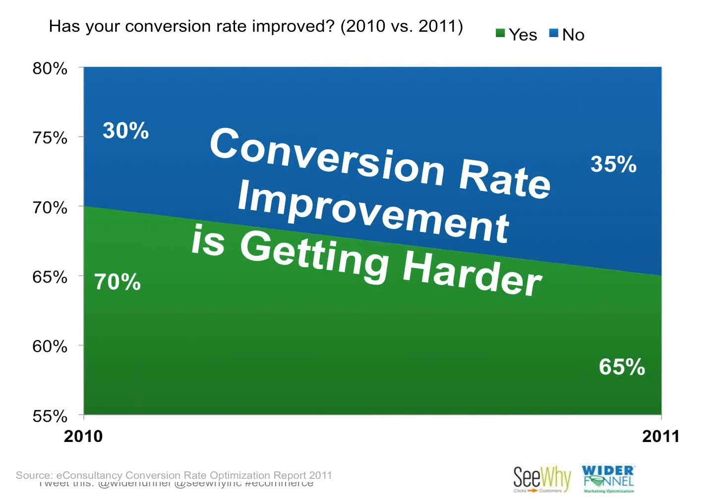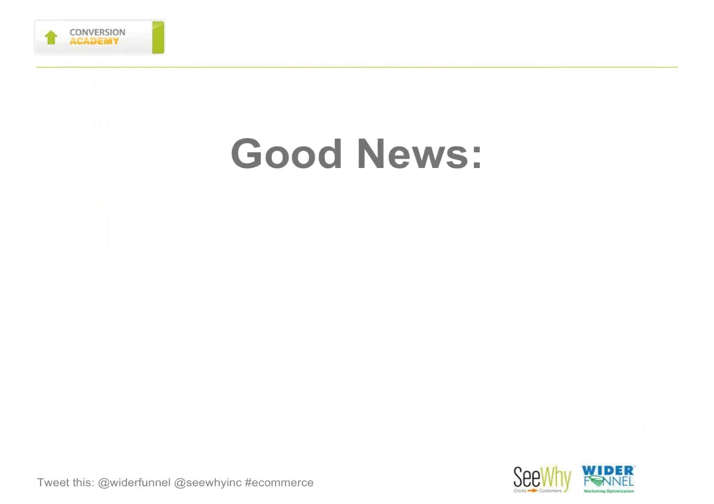But also, at the same time, conversion optimization is getting harder. Conversion rate improvement is getting harder. Year over year, 5% more are saying that their conversion rate has not improved in the past year. So this is a challenging problem, right? They're realizing that conversion rate needs to improve, and yet it's getting harder to do.